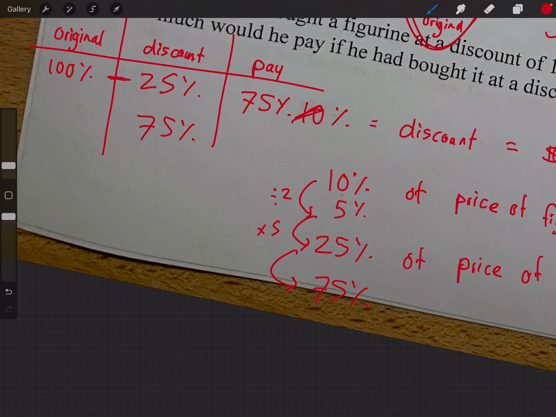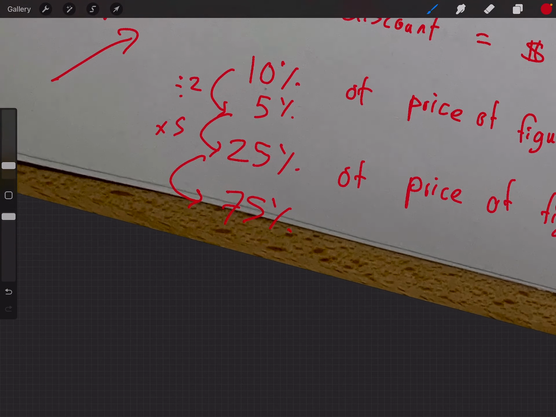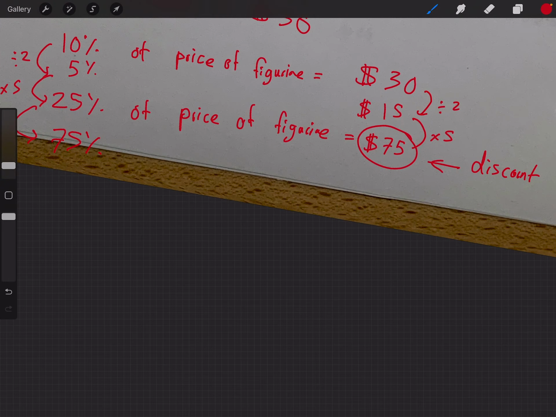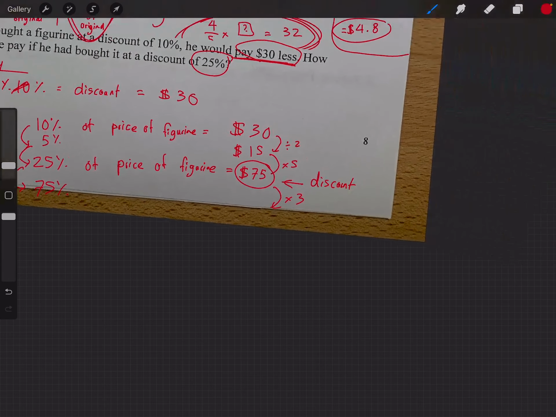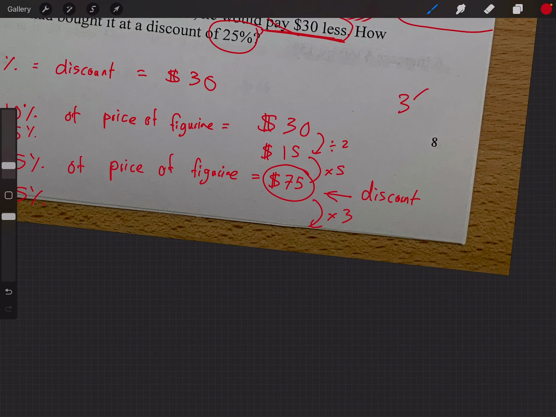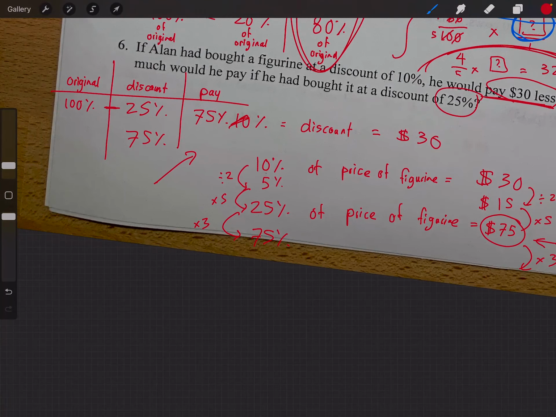Now I'm not interested in the discount, I'm interested in how much he pays. So let's go from 25 to 75. That means we have to multiply by 3. So you're going to multiply this by 3. So what's 3 times 75? 3 times 5 is 15, 3 times 7 is 21, 22. So the answer is he has to pay $225. That's how much he pays.